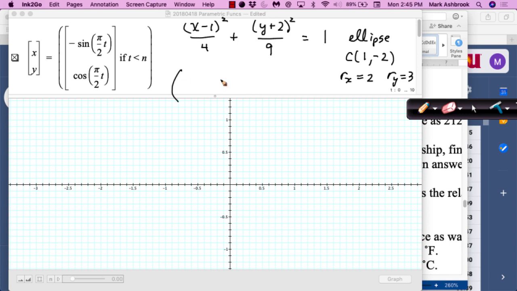I want it to look like our Pythagorean identity, which is this, right? And then once I get it looking like that, I can match what's inside the parentheses up to sine, cosine, or negative sine and negative cosine, or any combination. So what do I got? (x - 1)/2, and (y + 2)/3.